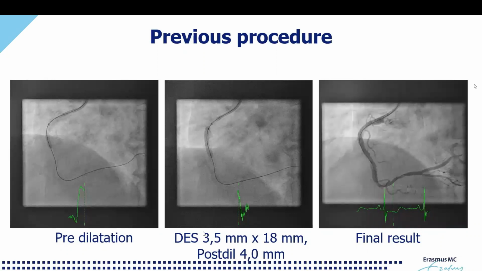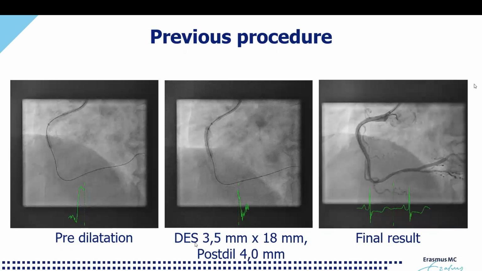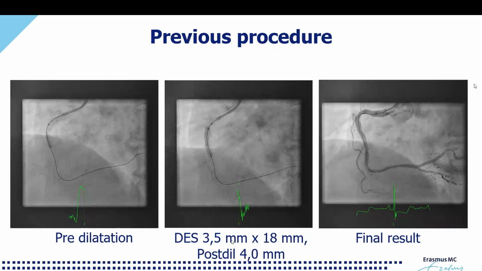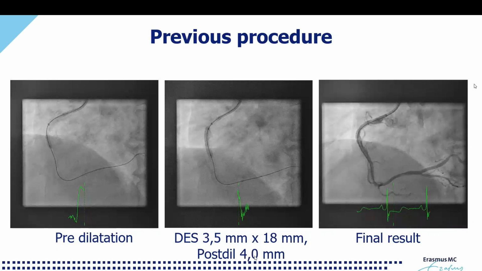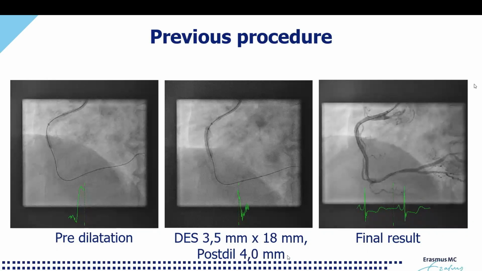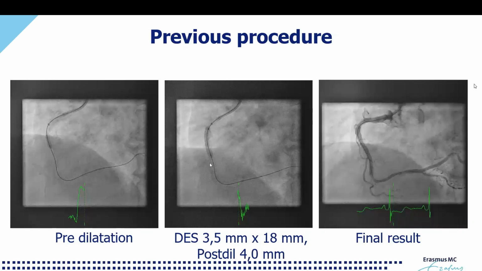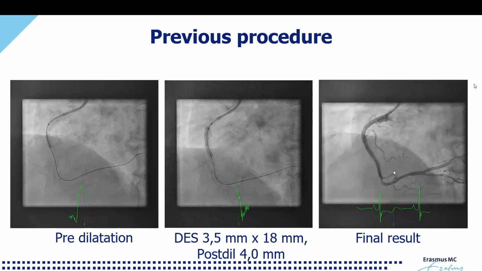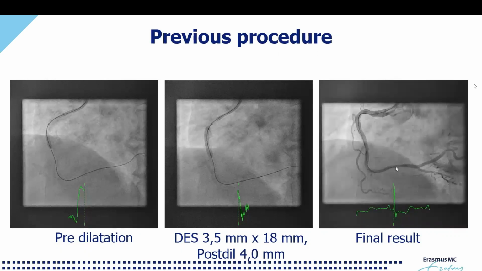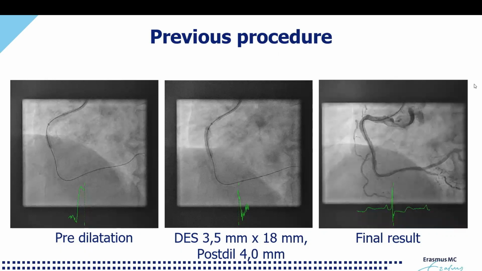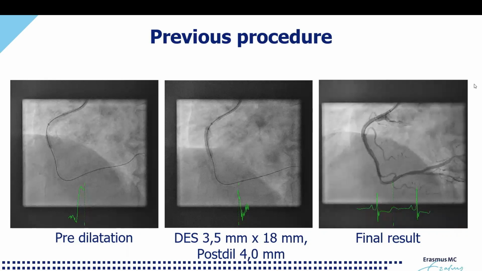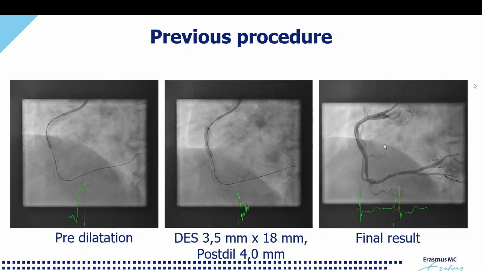Then after that, immediately a drug-eluting stent of 3.5 by 18 and post-dilatation with a 4.0 millimeter NC balloon was done after this. And then here we have the final result. There was no IVUS done in there. This was purely based on angiography.